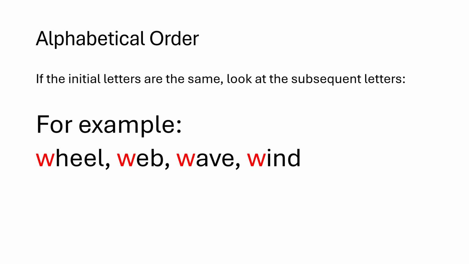If the initial letters are the same, look at the subsequent letters. Each of these words begins with the letter W. Wheel, web, wave, wind. Look at the second letter in each word. The second letter in wheel is H. The second letter in web is E. The second letter in wave is A. The second letter in wind is I.